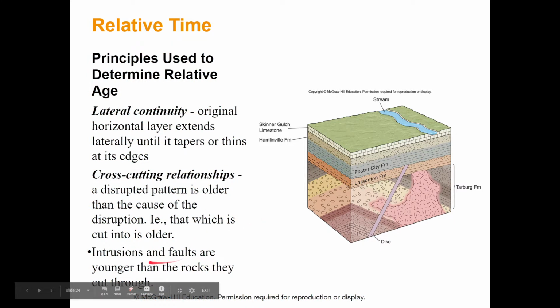Then intrusions and faults are younger than the rocks they cut through. There's no faults on this picture, but there's an intrusion. This is a magma intrusion, so it's younger than the rock that it cuts into. So it came in here and cut into this stuff. Therefore, it's got to be younger than them. That stuff existed before this did. Therefore, it's younger. This stuff's older.